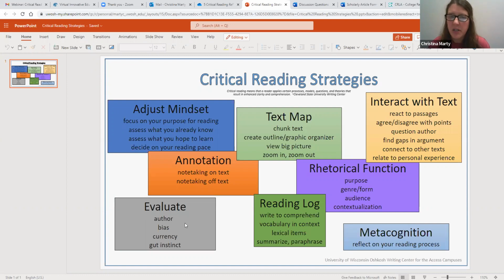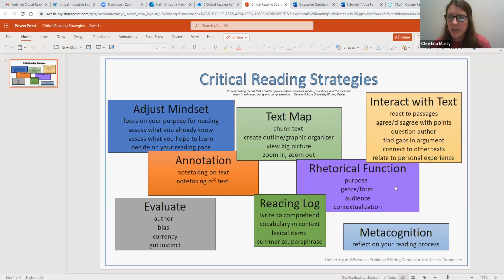I'm going to move over to the gray box, evaluate. This is where we evaluate the text and, how do you know this is going to be a quality text? And we sort of go through that. If the professor chose the text for the students, then we can say, well, if we trust our professor, then our job has been done for us, really. We don't have to evaluate it. But if we're choosing the text on our own, then we do have to decide whether this is something that's going to be a quality, credible text for us to read.